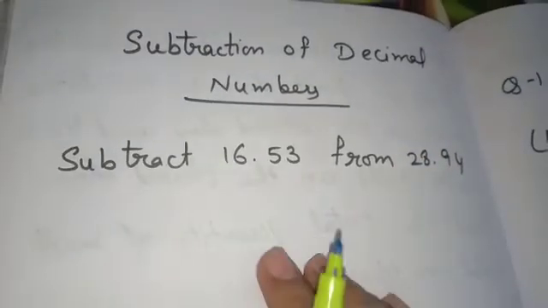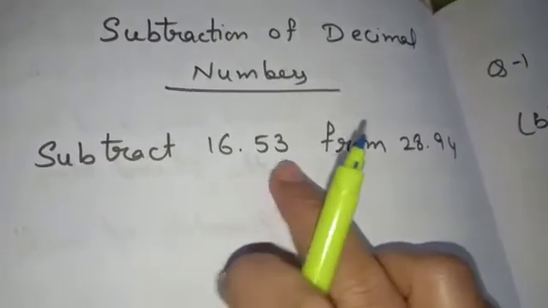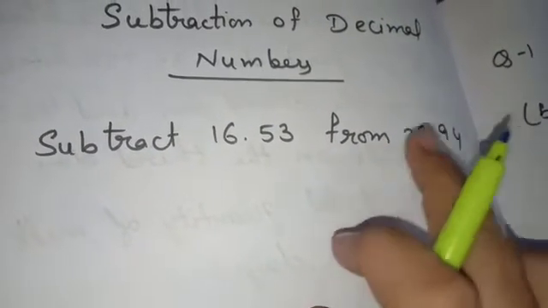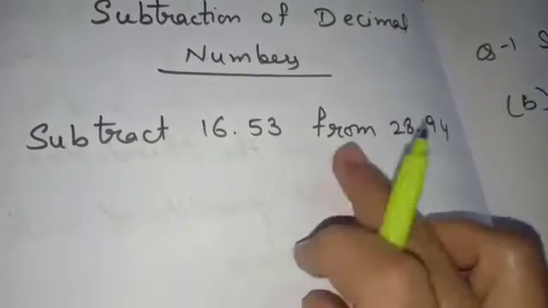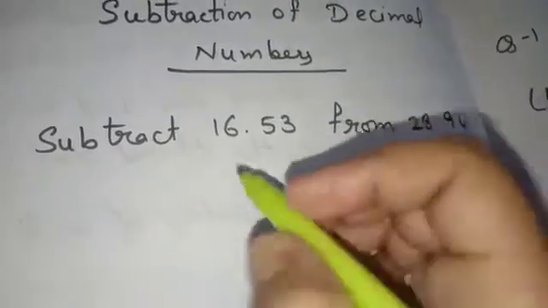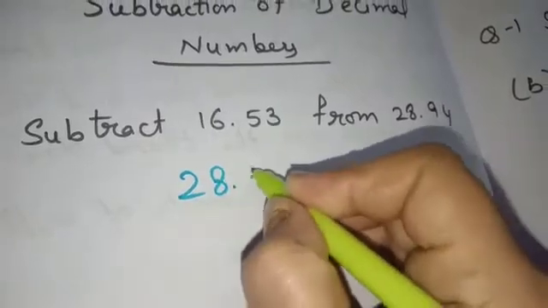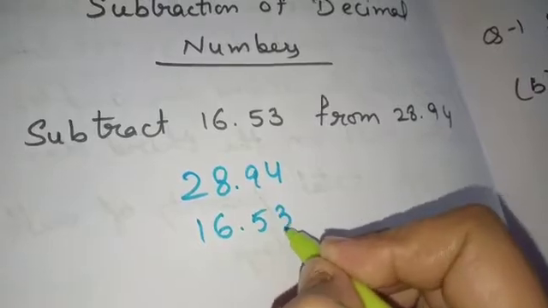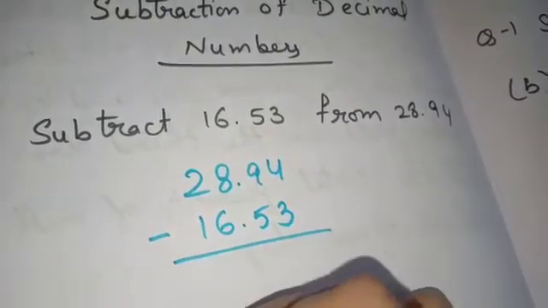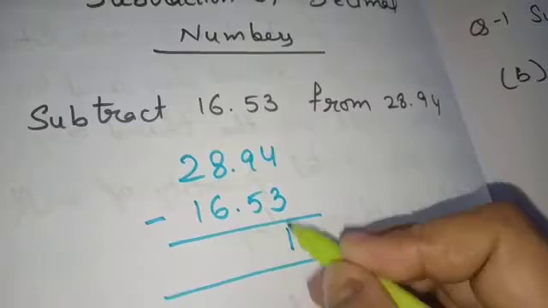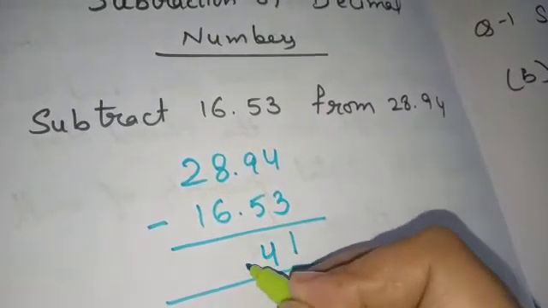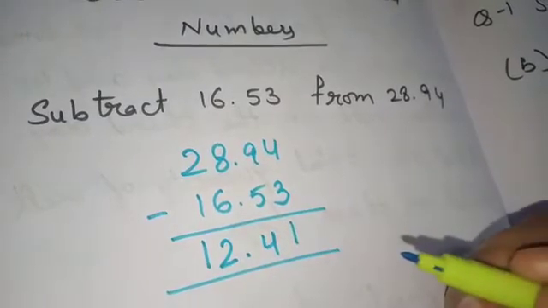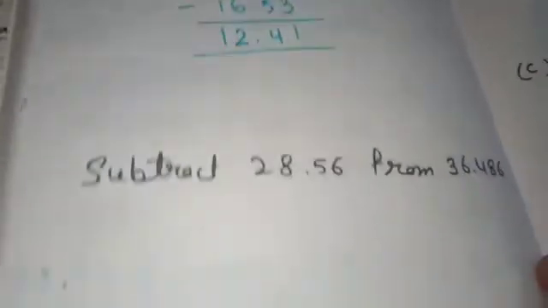How to subtract two decimal numbers? Subtract 16.53 from 28.94. First of all, arrange in columns. The number which is after the word from will come first, 28.94, and then first number will come 16.53. Then subtract simply: 4 minus 3, 1; 9 minus 5, 4; decimal; 8 minus 6, 2; 2 minus 1, 1. This is the answer. Let's see one more example.